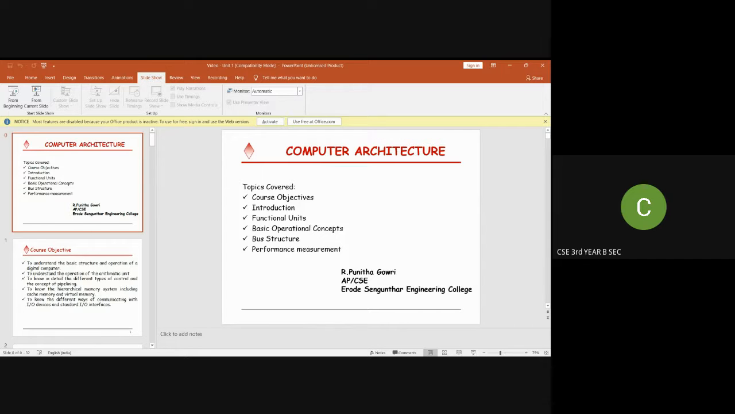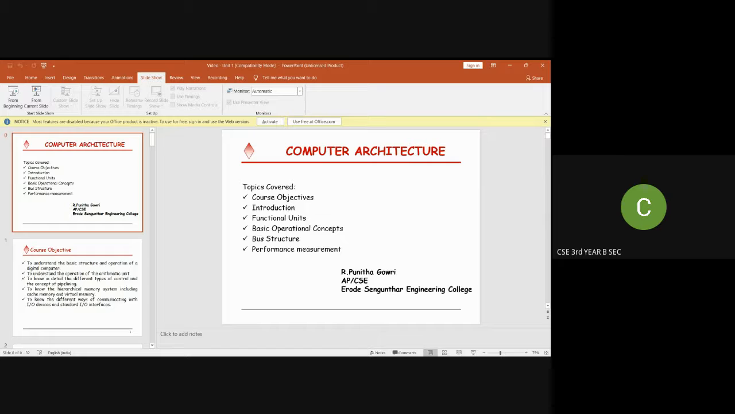Now, I am going to take the topic on computer architecture. In this session, we are going to see the introduction part, functional units, basic operational concepts, bus structure, and performance measurement. So these are all the topics today I am going to take.